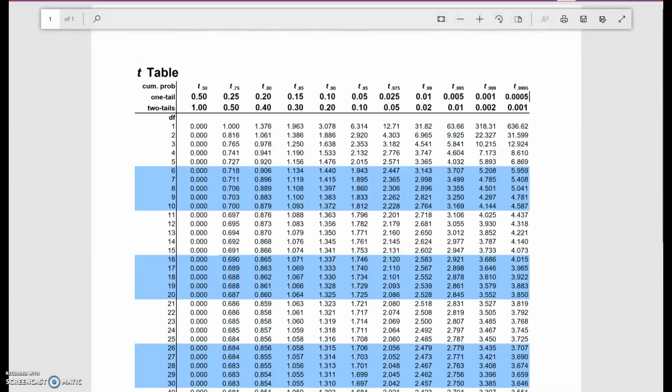And then this first column is what we're going to call my degrees of freedom. Remember, degrees of freedom is equal to n minus 1. So we're going to take the sample size subtracted by 1, and then we're going to match everything up. So let's do the first problem.